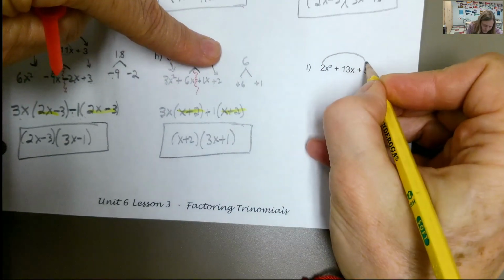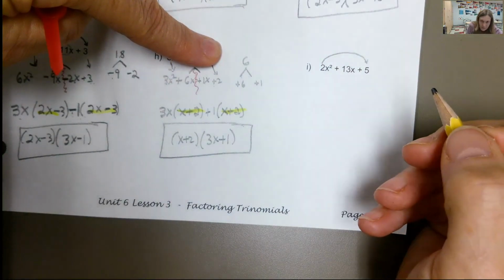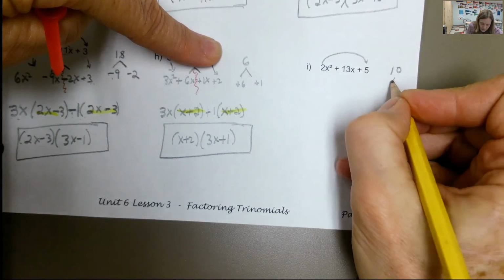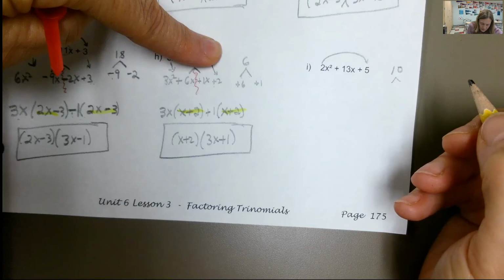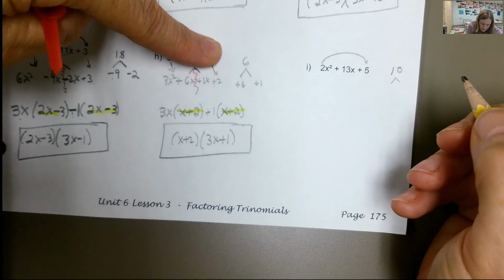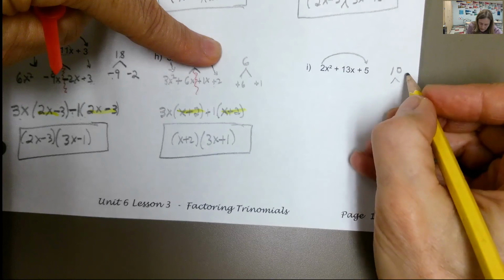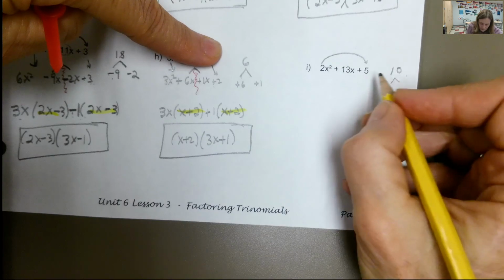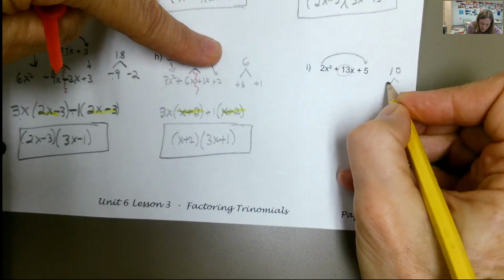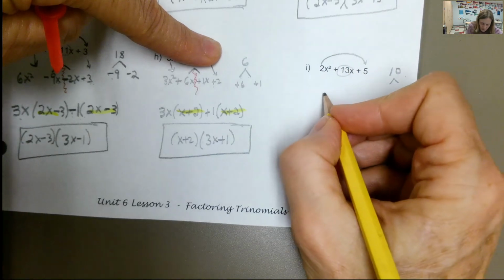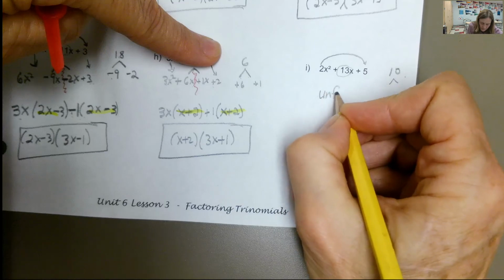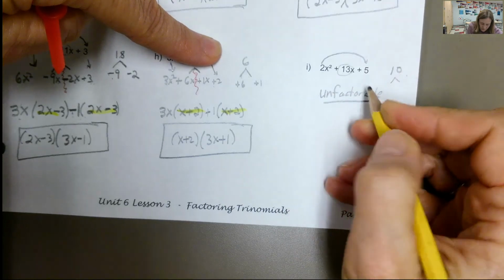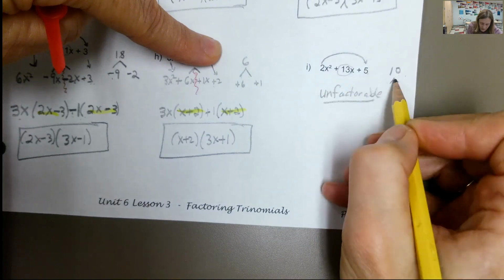And we have 2x, or 2 times 5 is 10. What are the factors of 10 that add up to 13? Let's see. 10 times 1? No. 2 times 5? No. There are no factors of 10 that add up to 13, so we will say this is unfactorable, because there are no factors of 10.